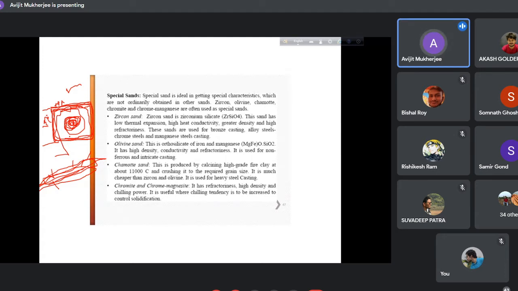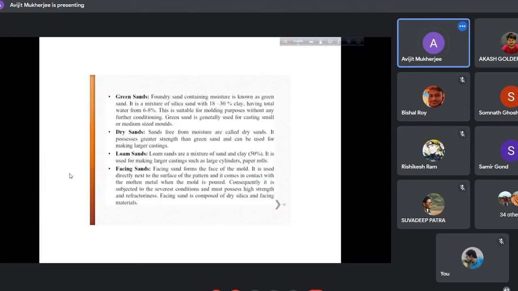There is a substance known as chills, which we shall discuss later on. Chills are also used. They are inserted in the critical thickness portions to enhance the chilling tendency. So chilling has some advantages for controlled solidification, but at the same time it has some disadvantages that may generate some defects, which will be mentioned later on.